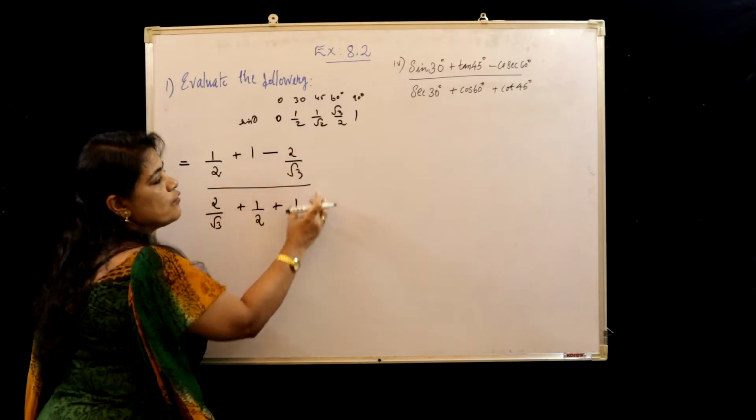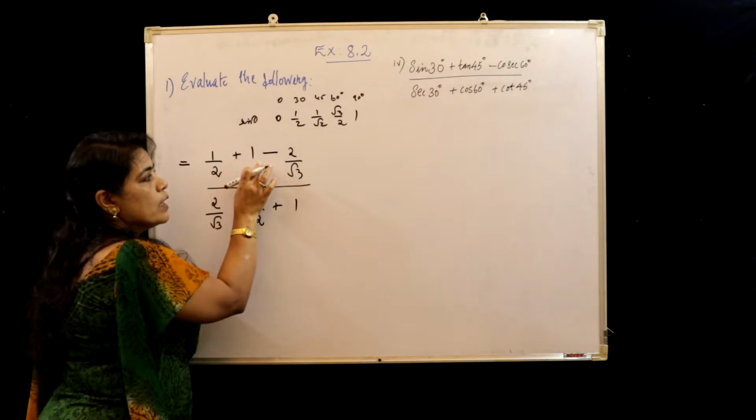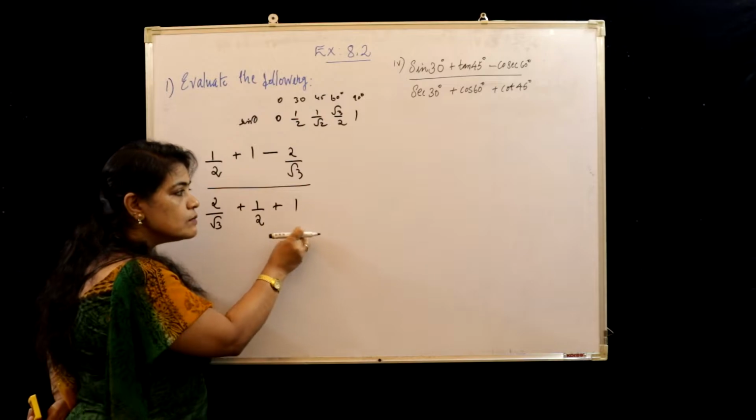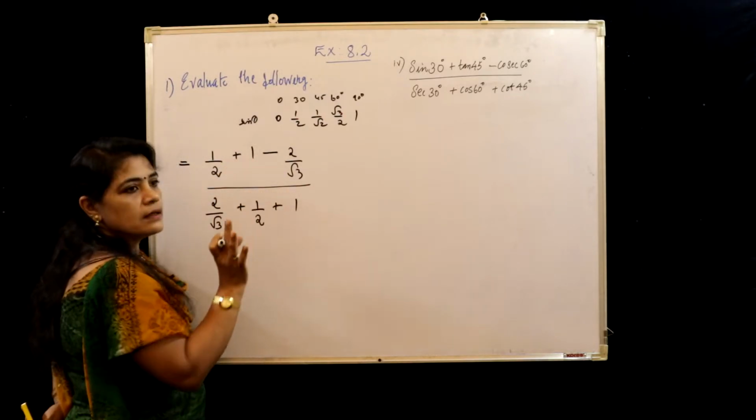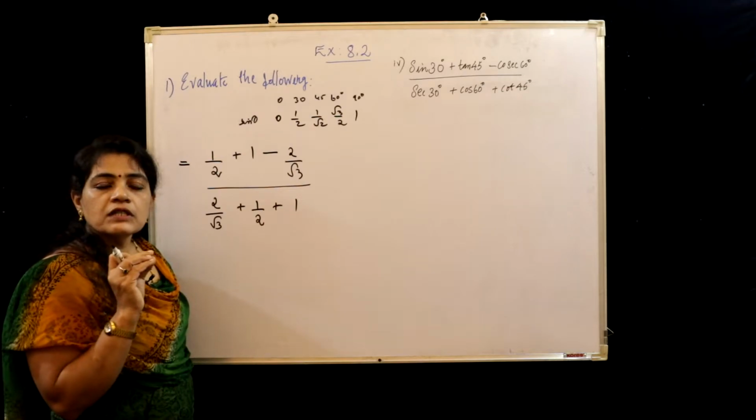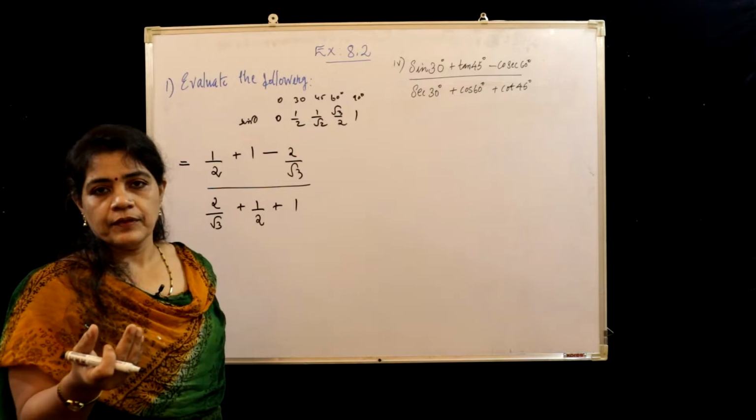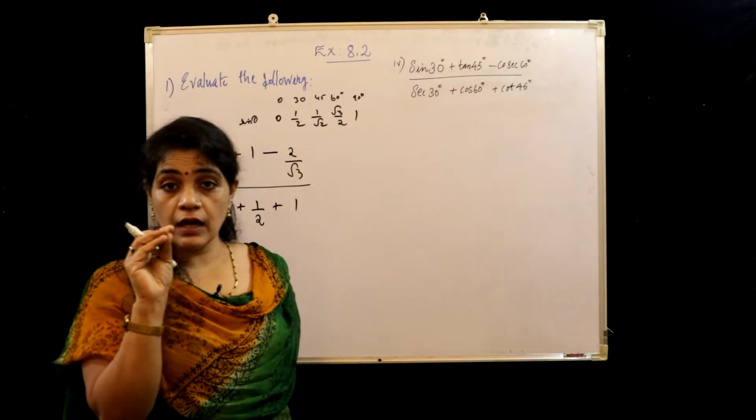Here we have a fraction, and in the numerator we have 1 by 2 plus 1 minus 2 by root 3. There are 3 terms connected by plus and minus. So what to do, children? In order to simplify, first find its LCM, rather than cross multiplication, which is easy when we have 2 terms.